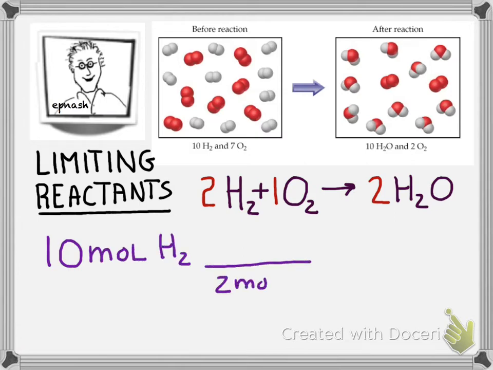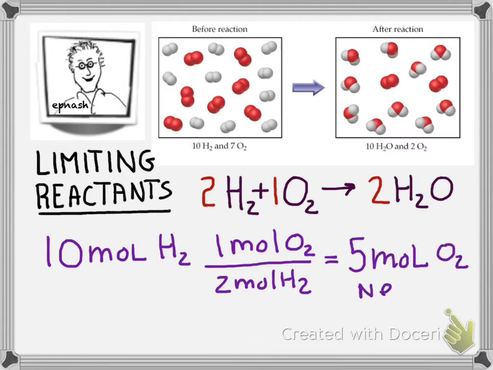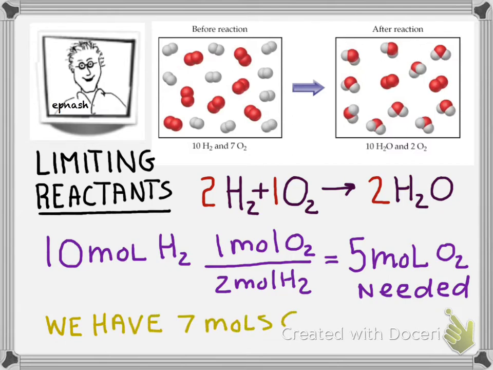So let's suppose in this case we have 10 moles of hydrogen, and we're going to figure out how many moles of oxygen you need to react with that. The ratio there is a 2-to-1 ratio, and you need 5 moles of oxygen to react with 10 moles of hydrogen. We actually have 7 moles, which is a little more than we need, and so we say that the oxygen is in excess.